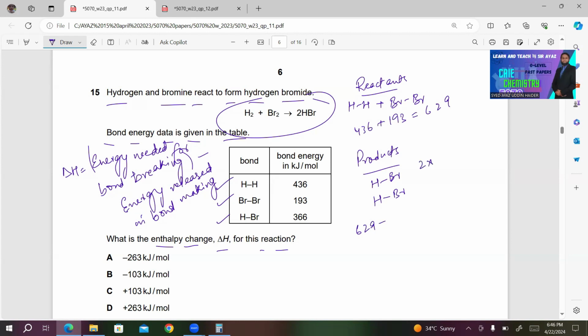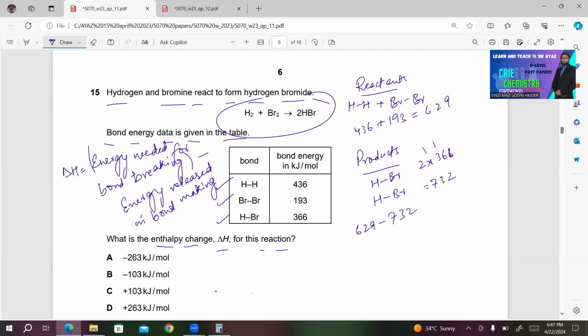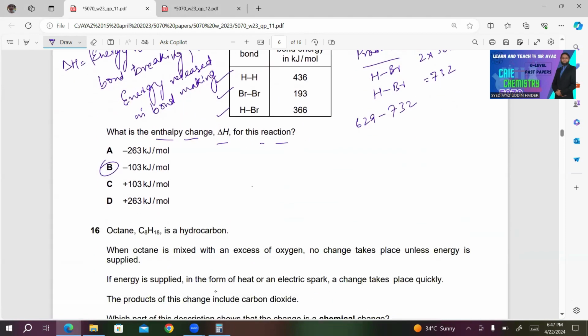Multiplied by 366. 2 multiplied by 366 is 732. 629 minus 732 is minus 103. So B must be the right answer for number 15.